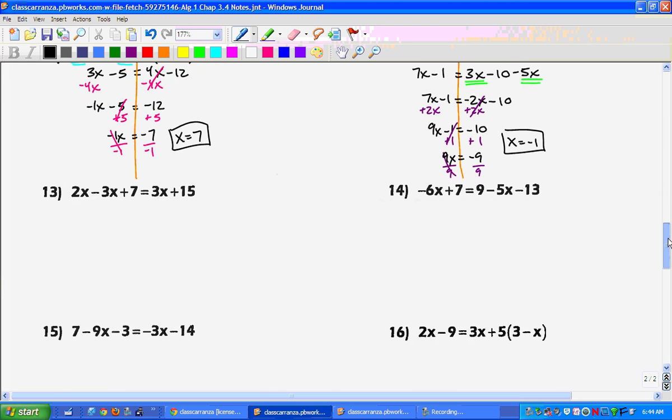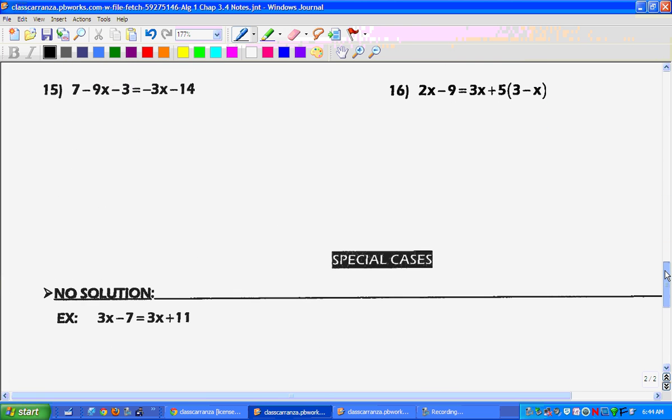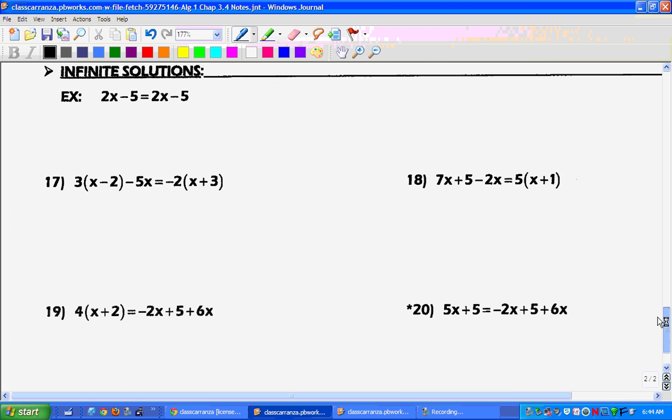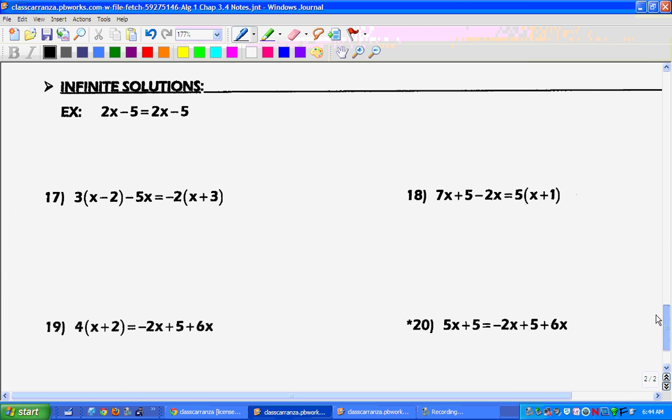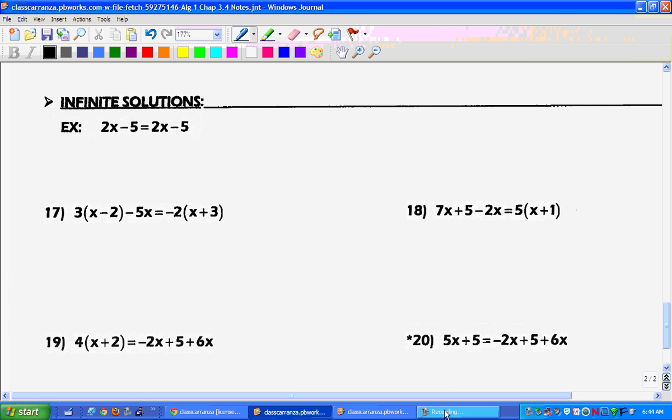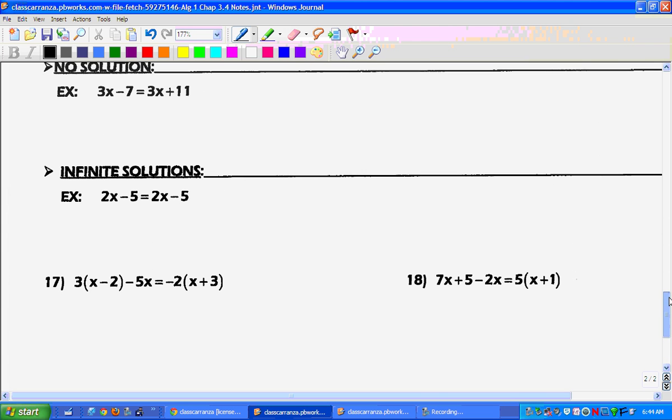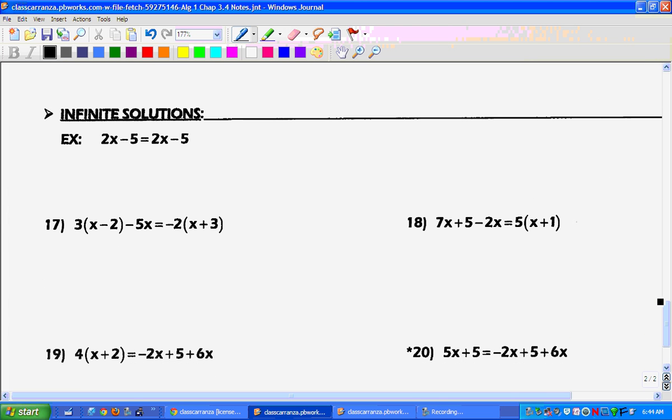All right, let's take a look to see what else we have on here. Let's go down to special cases. Okay. So, infinite solutions is when you can plug any number in and they cancel each other out. And looking at our example right here, if we subtracted 2x from both sides, because you have to cancel your variable, you're left with negative 5 equaling negative 5. And what that means is you can plug in any number and you will get the same answer.